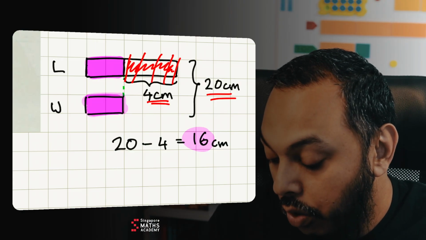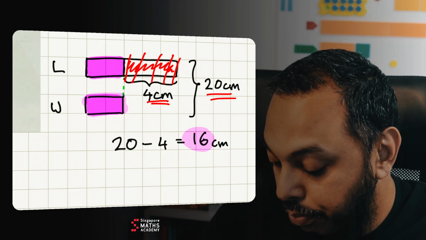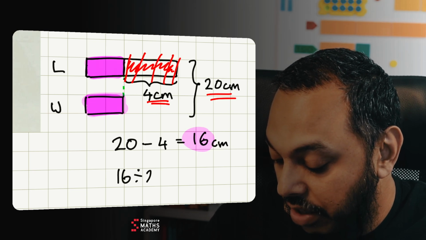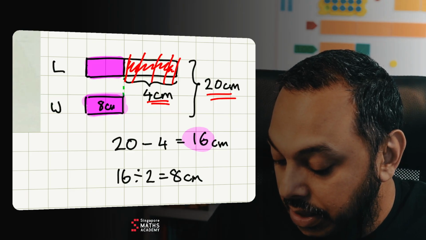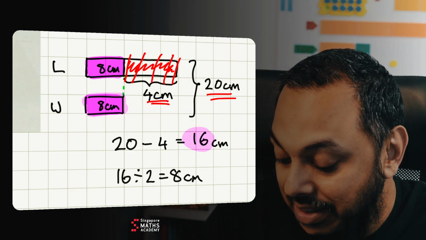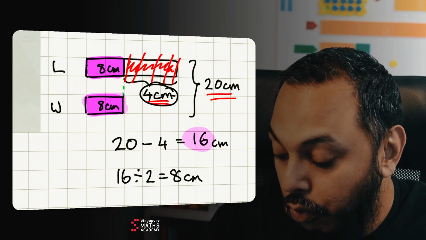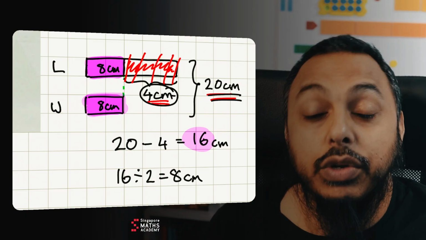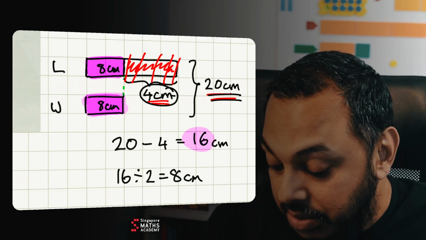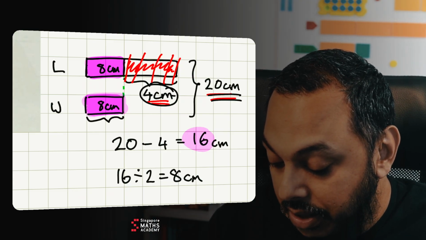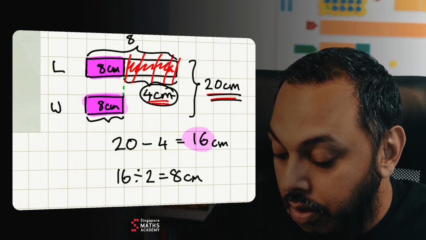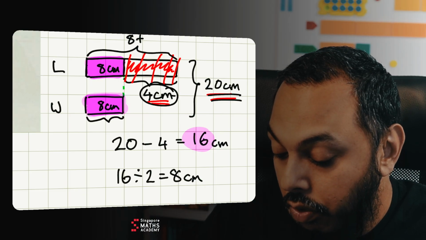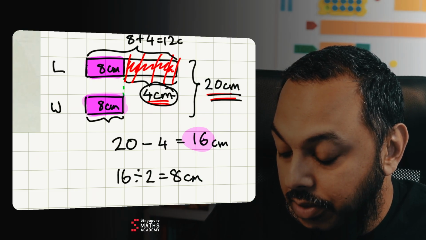And so what does that mean? Well, each of those parts must be 16 divided by 2, which is 8 centimeters. This must be 8 centimeters and this must be 8 centimeters. That's 16 altogether. We already know that's 4. That makes 16 add 4 is 20. Perfect. That must mean the width is 8 centimeters. We've got that. And the length must be 8 plus the 4, which is 12 centimeters.